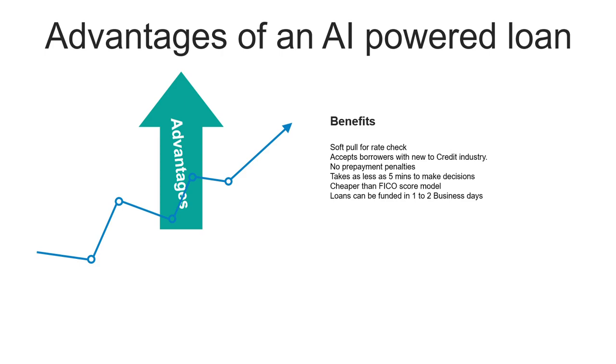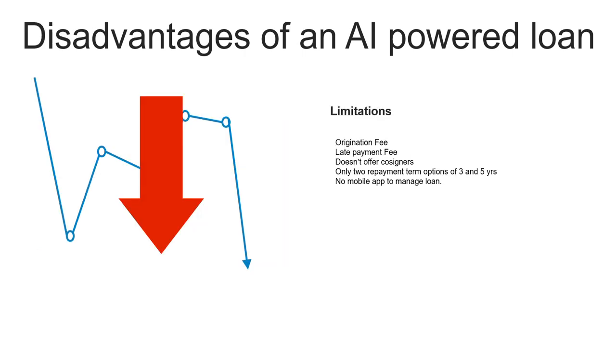So if someone is approved, the amount can be credited to the consumer account very quickly, within 1 or 2 business days. But there are some disadvantages of an AI powered loan from Upstart. The first one is the origination fee. Upstart deducts a one-time origination fee of 0% to 8% of the complete loan amount directly from the loan funded. Again, up to 8% origination fee is really a large amount when compared to other lenders in this space.